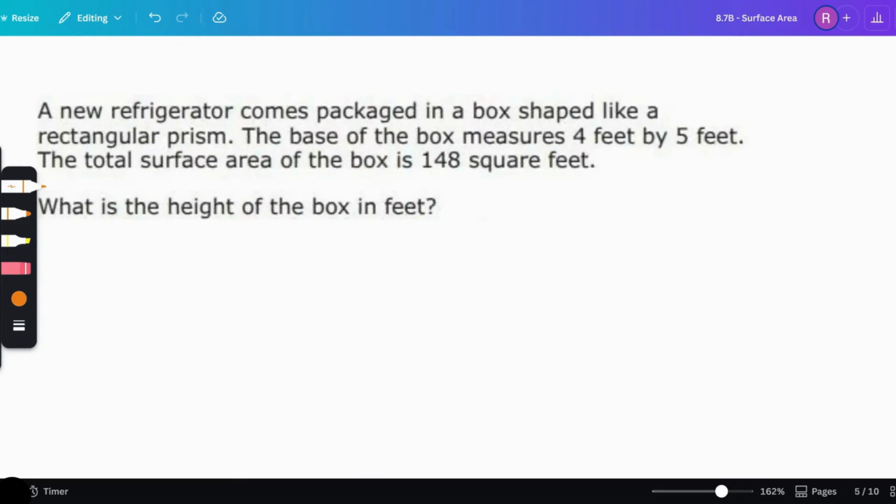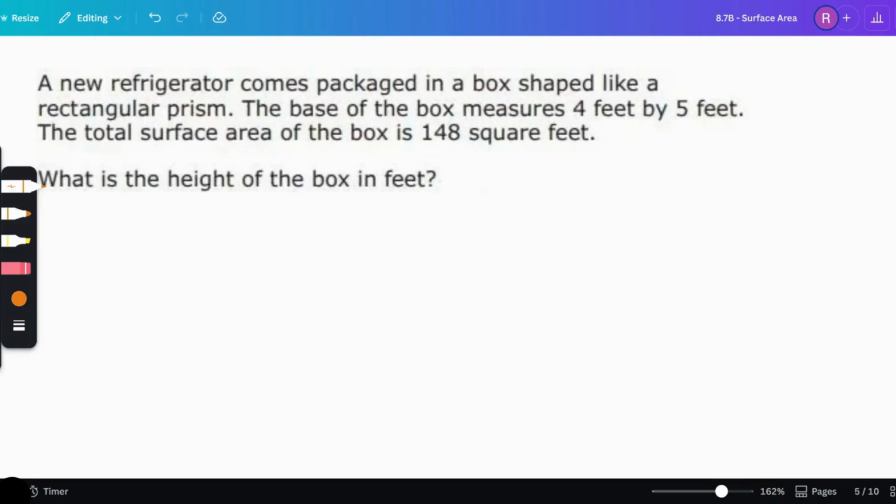So now a new refrigerator comes packed in a box shaped like a rectangular prism. The base of the box measures 4 feet by 5 feet.